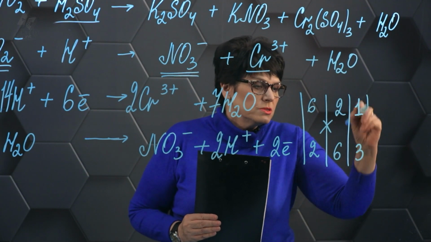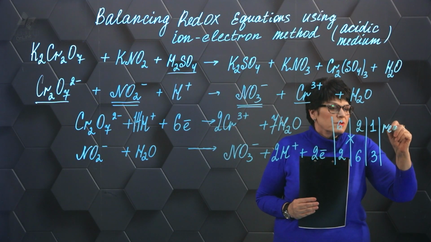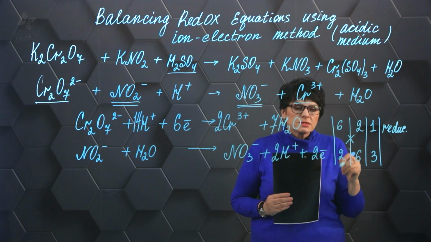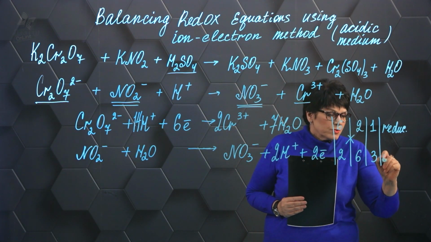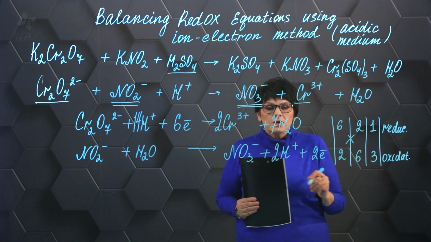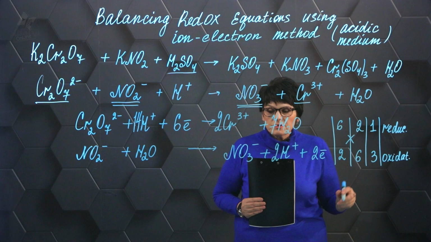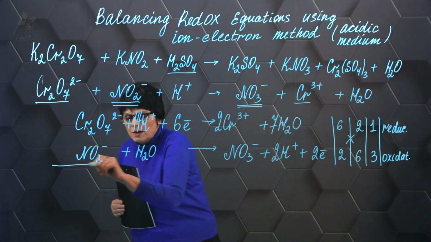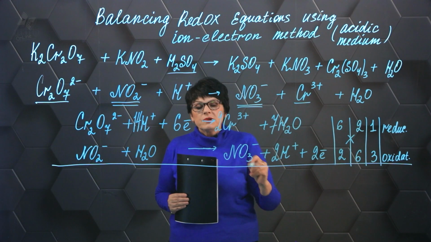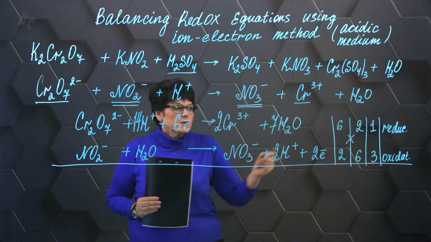The process of reduction, and the element chromium is the oxidizer. The second process is oxidation, and NO2 will be the reducing agent. Next step, we have to make a final equation related to our ions, taking into account the multipliers obtained.